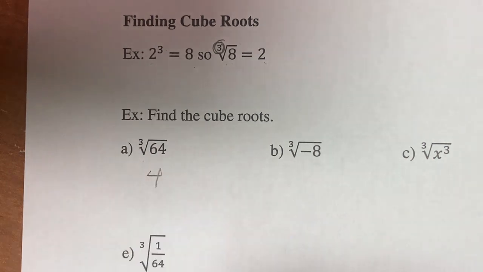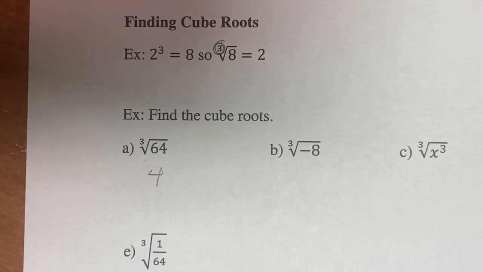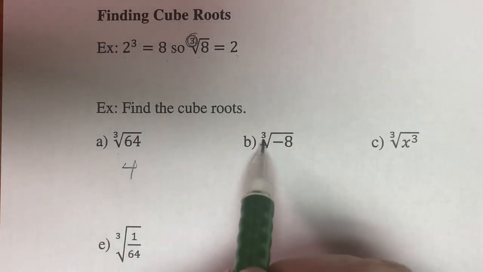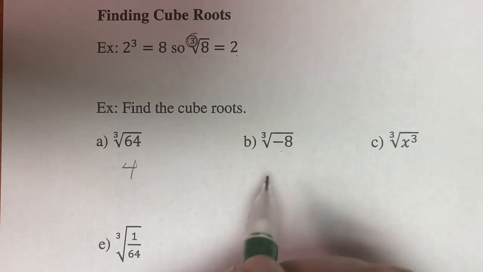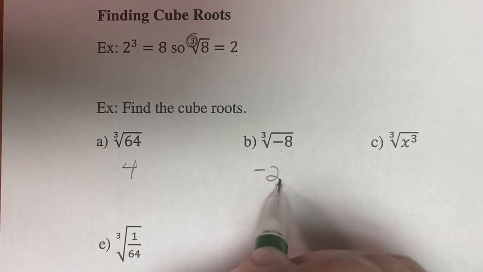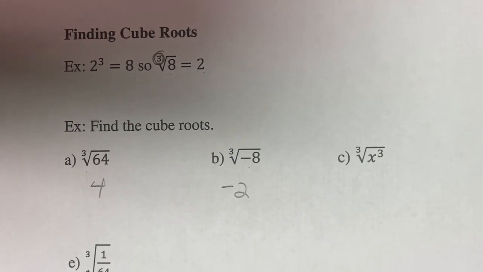That number is 4, because 4 times 4 times 4 is 64. Now, if it's a cube root, a negative number will have a cube root. What number when multiplied by itself 3 times gives me a negative 8? Well, the answer is negative 2, because if I multiply negative 2 times negative 2 times negative 2, that's 3 negatives, I'm going to end up with negative 8.